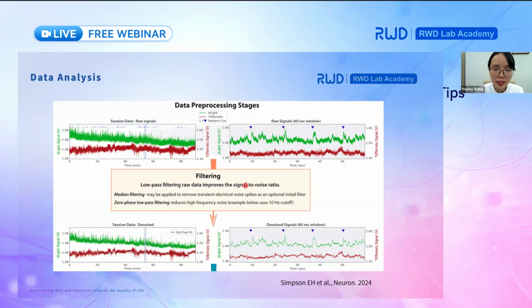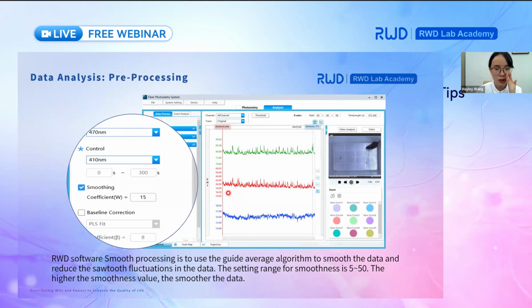So for this reason, the data can be processed with a low-pass filter or a moving average algorithm to reduce the high-frequency noise and improve the signal-to-noise ratio. In RWD software, the smoothing process uses a moving average algorithm to smooth the data and reduce the sawtooth-like fluctuations. The smoothing parameters can be set from 5 to 50. A higher value produces a smoother trace.